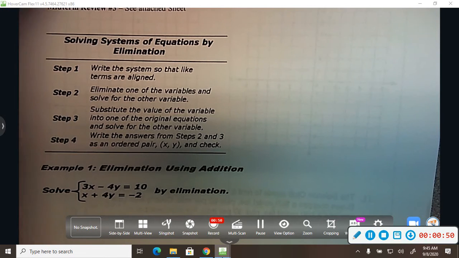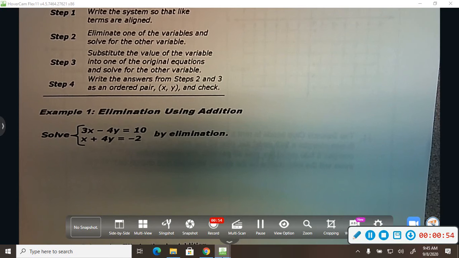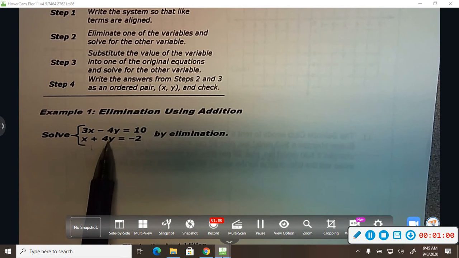So an example here, and we're going to start off with the easy ones. Are the terms aligned? Do we have x, y equals constant? Yes. Step 2, eliminate one of the variables. If you see variables that are already opposites, those are the ones you should eliminate.